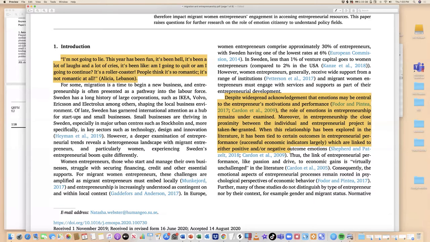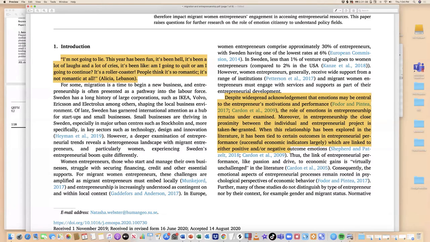Somebody can do the same study and study the Nigerian community in Ghana and how the businesses they have been doing. It might not necessarily have to focus on women, but it could have been a good study for somebody to do. Okay. And entrepreneurship is increasingly understood for migrants to be entrepreneurs, the challenges are amplified as migrant entrepreneurs must be embedded locally. And entrepreneurship is increasingly understood as contingent on and within the local context.